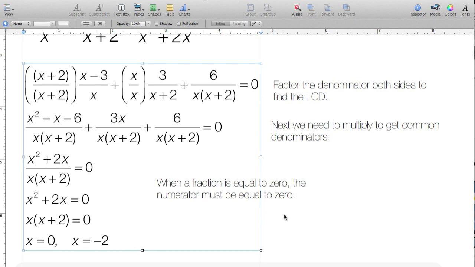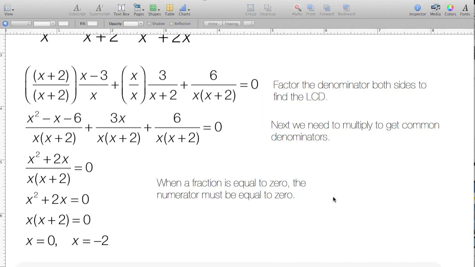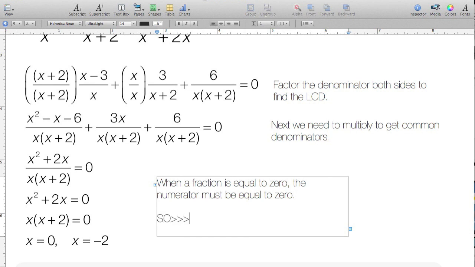Okay, be careful, watch for these things when you get zeros, and so just to put that in the problem, no solution.